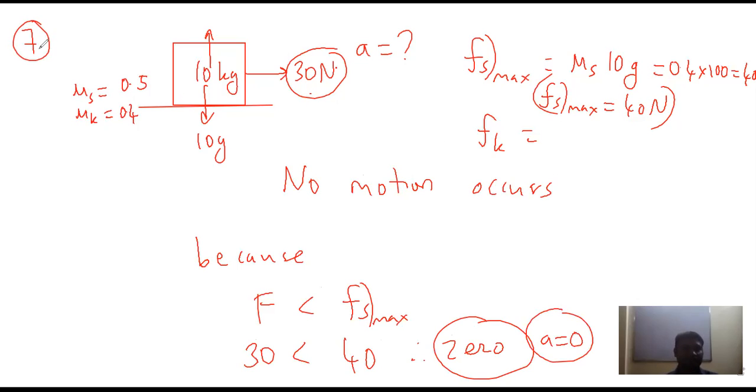Then let us take the eighth question. In the eighth question, we have to find the acceleration of the block. It is a similar type of question to what we solved just now. We have a block on a rough surface, and we have an applied force which acts at some angle, let us say 37 degrees according to the question.